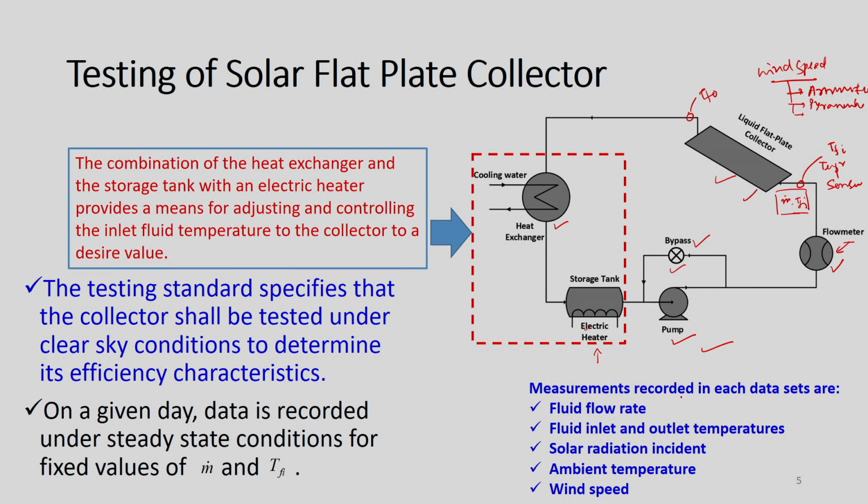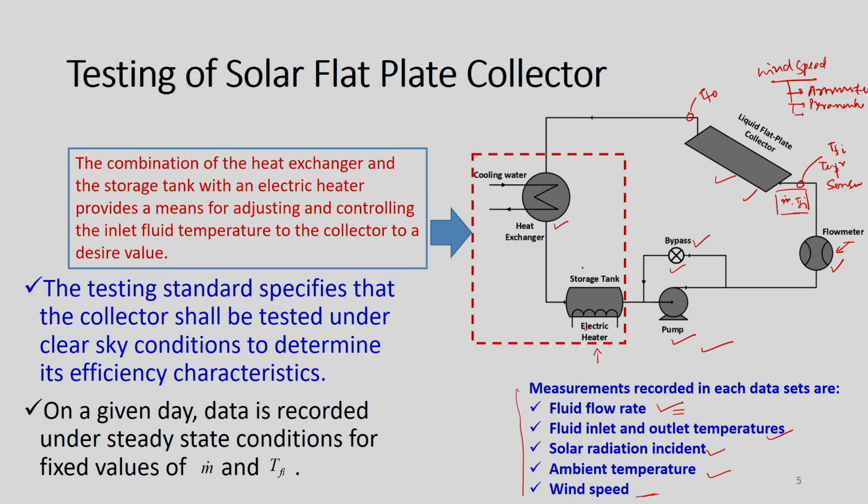The measurements recorded in each data set are fluid flow rate, and fluid inlet and outlet temperature, for which we need thermocouples and rotameters. For solar radiation incident, we need a pyranometer which gives the global radiation falling at that place. For ambient temperature, we need a thermometer or temperature sensor, and wind speed we need to know, so for that we need an anemometer. Once we have those instruments, we can measure all those parameters.